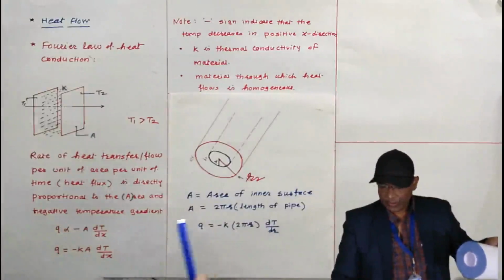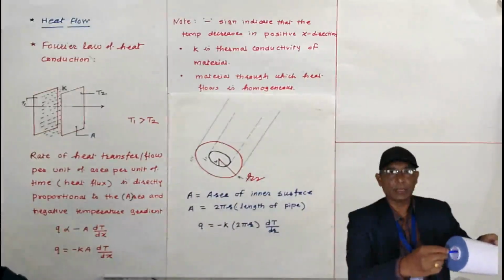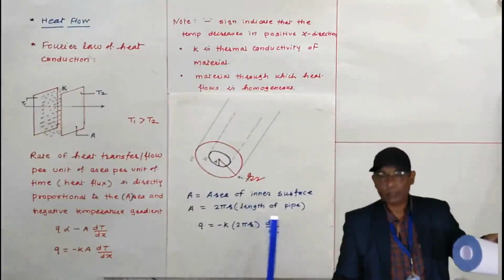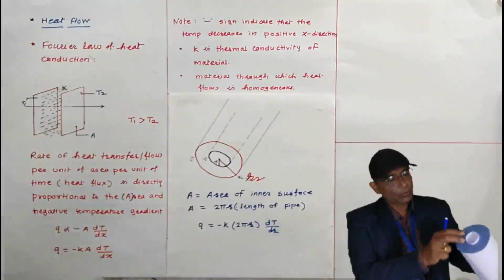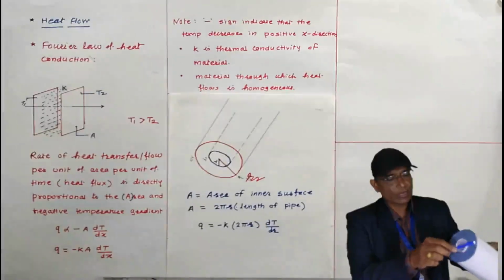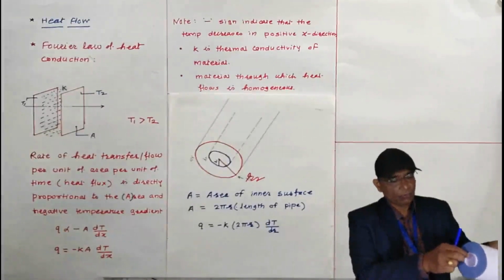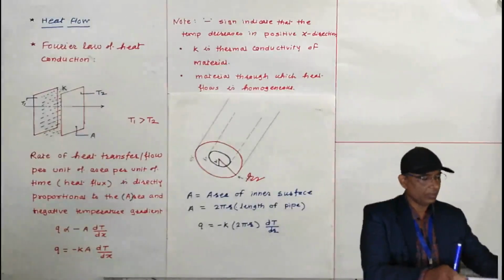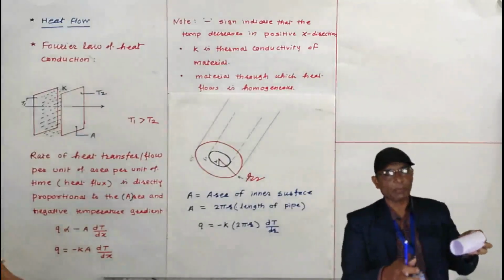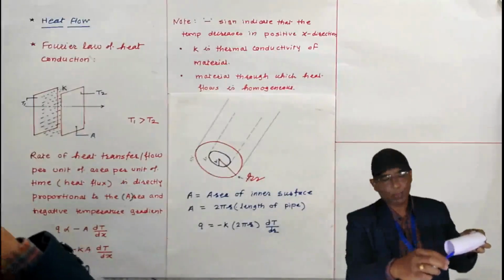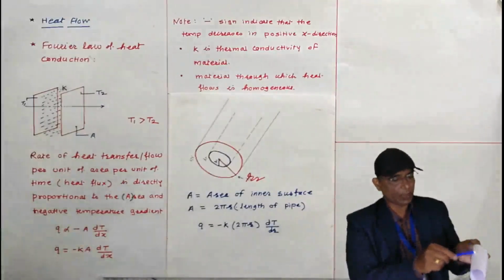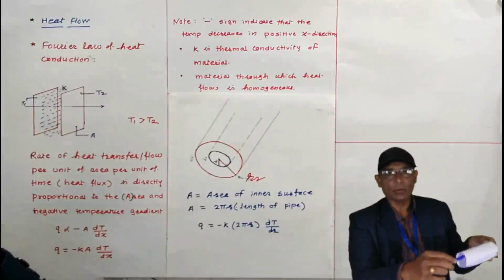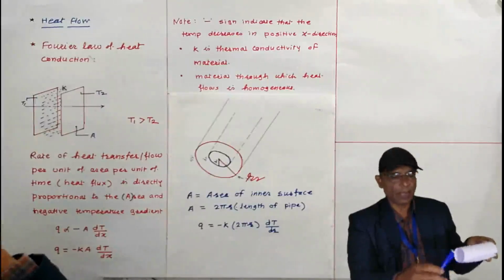Now, A is the area of the inner surface of the cylinder, and what is A? 2 pi R multiplied by the length of the pipe. Now what am I going to do? This is the pipe, this is the insulating material, and I am just going to show you the pipe. The inner surface area is 2 pi R multiplied by the length of the pipe. This is the length of the pipe, L.